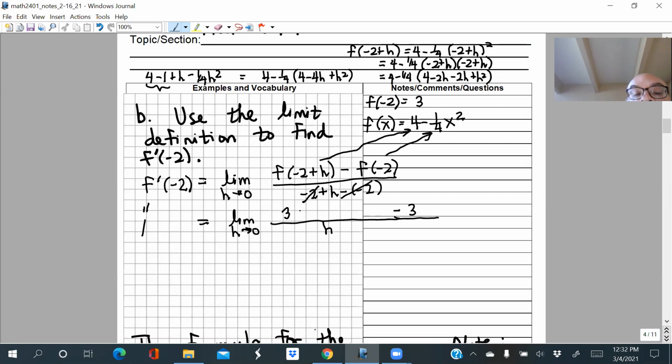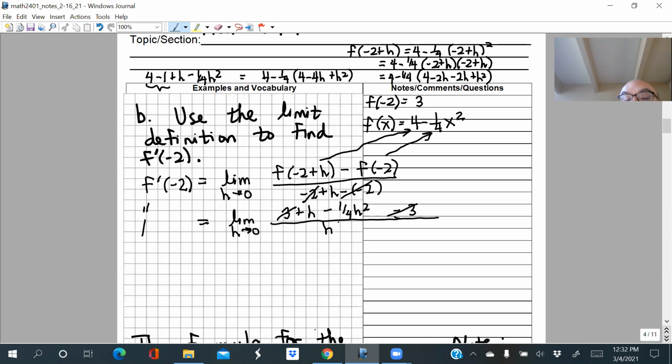So I have 3 and then plus h and then minus 1/4 h squared. And then don't forget this -3 that was already there from computing f of -2. Now, see what good things happen here? The 3's cancel each other. So that goes away very quickly.